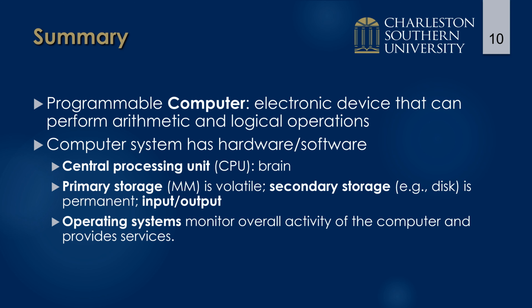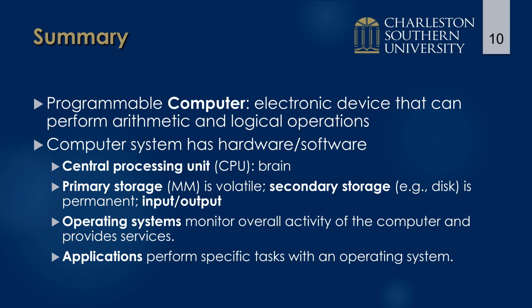Operating systems are the programs that monitor the overall activity of a computer and provide additional services. Applications are programs that perform specific tasks within an operating system. Next, we'll look at how a computer understands information and instructions and how we can write programs for the computer using this information.